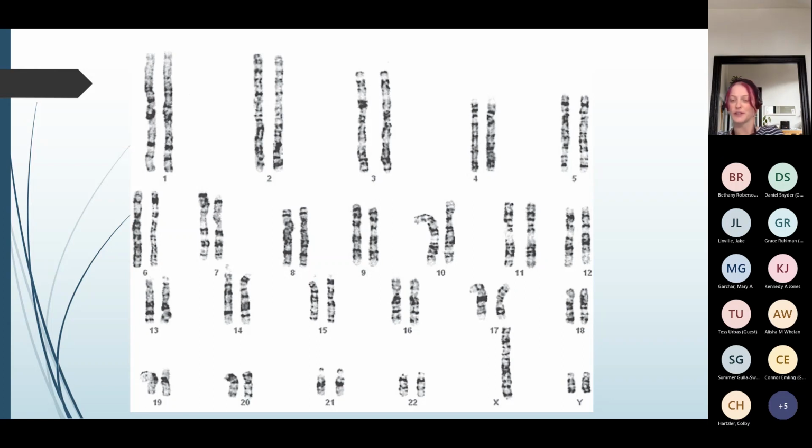How many chromosomes are there in there? So you start with the number of chromosomes. How many chromosomes you got? So you have what looks like 22 pairs of chromosomes in there, and you have your sex chromosomes.